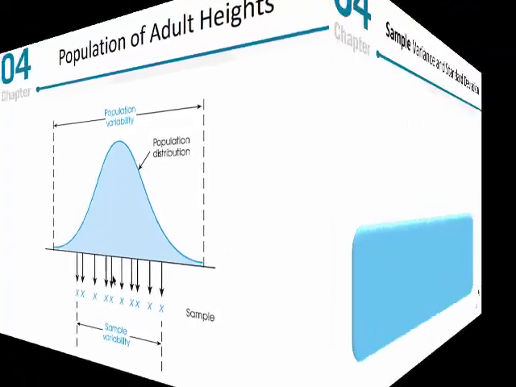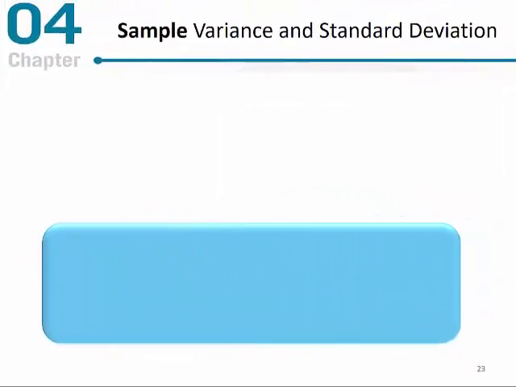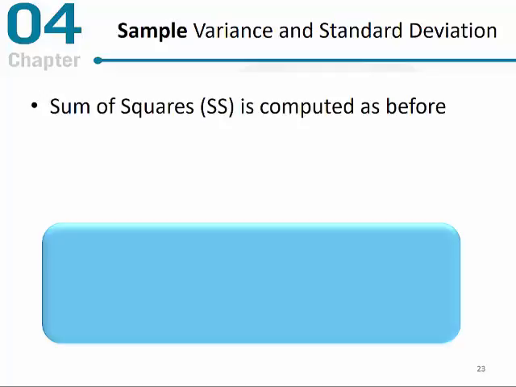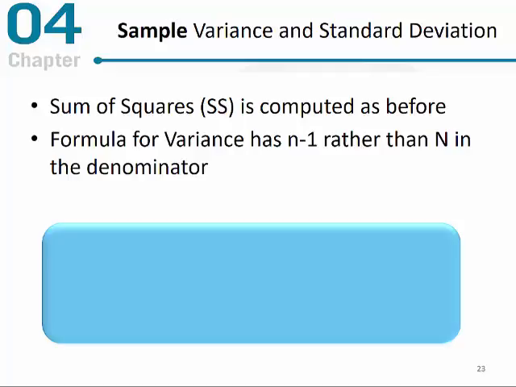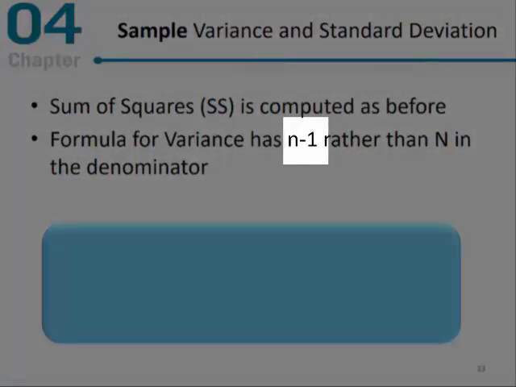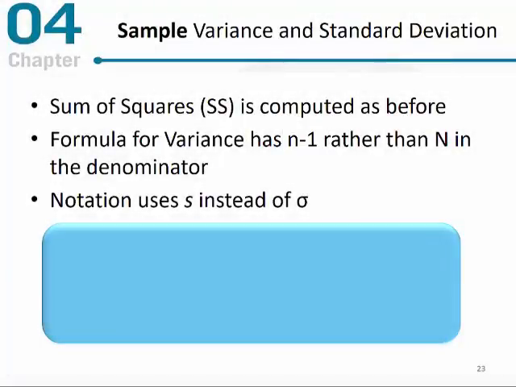When we talk about the variance and standard deviation for the sample, we calculate the sum of squares just like we did before. So exactly the same formula for the sample and for the population. However, the formula for the variance has an n-1 rather than just the n in the denominator. And the notation is a little bit different. For the sample standard deviation, we use the notation of S instead of sigma.